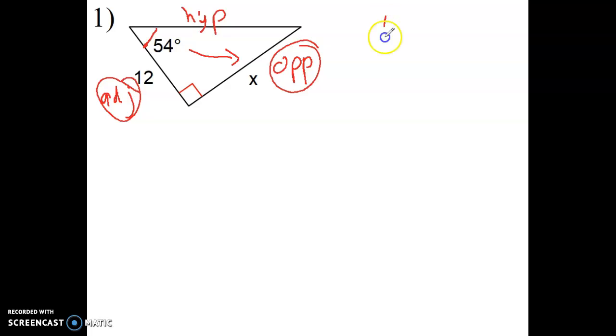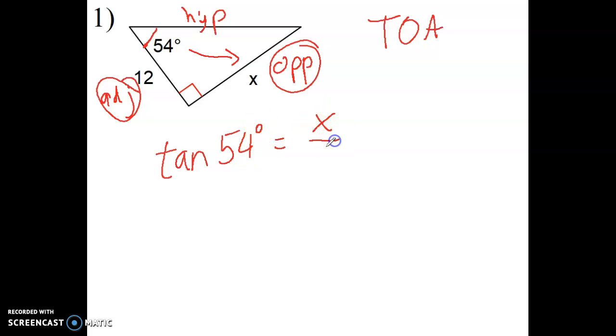That would follow our tangent. That's the TOA, tangent equals opposite over adjacent. Okay, so the way I'd write my trig equation, I would say tangent of 54 degrees equals x divided by 12. Okay, now you notice that the x is in the numerator.